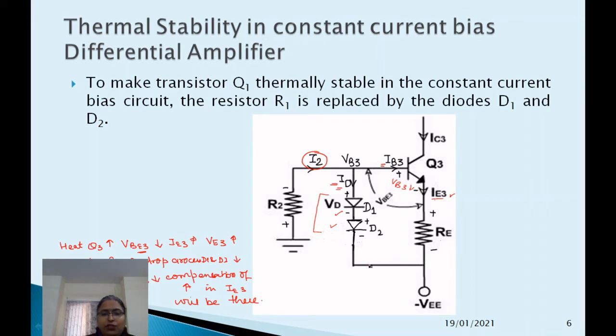So this way, these two diodes which replace R1 are compensating against any temperature variations in the transistor Q2, Q3 parameters. As a result, any effect on I3 or IC3 is compensated by these two diodes.